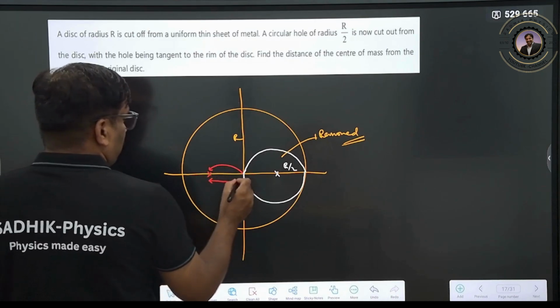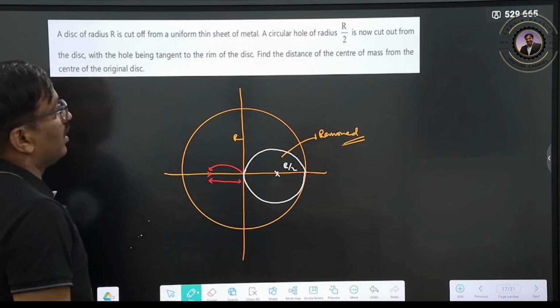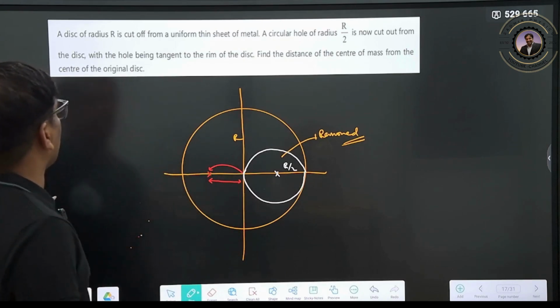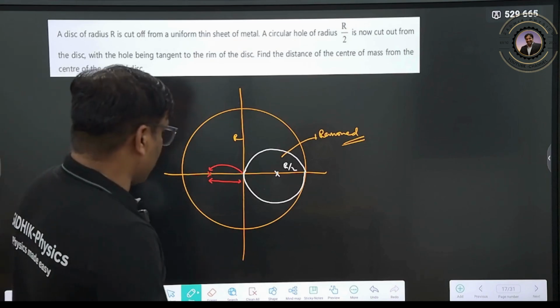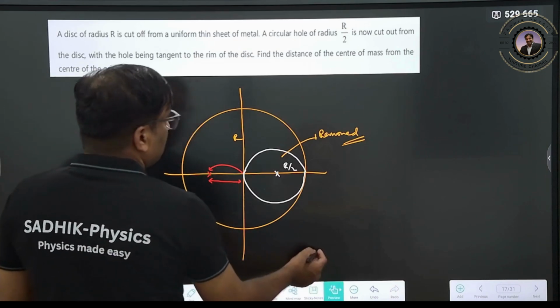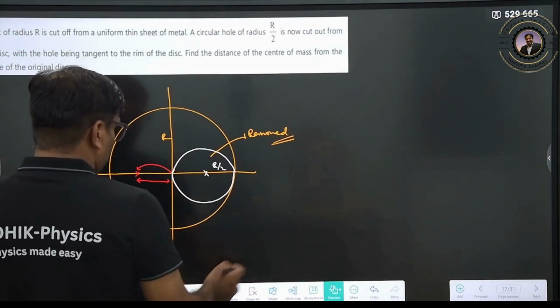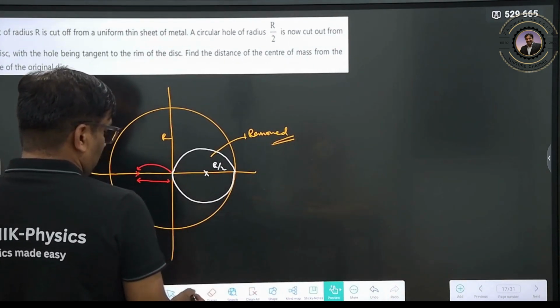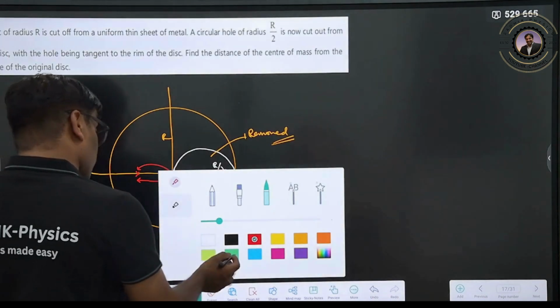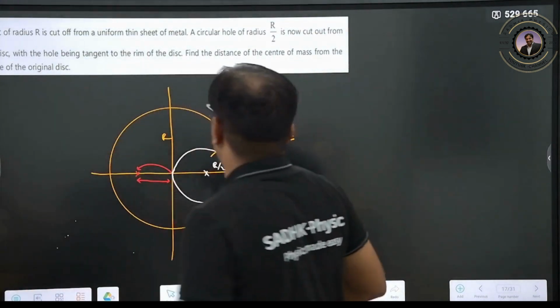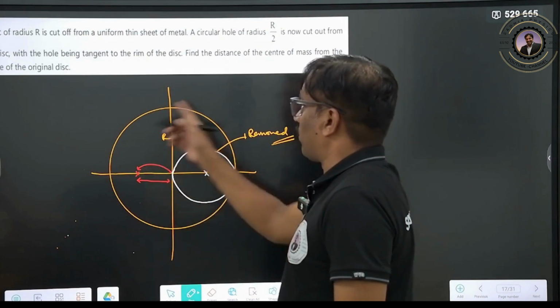this side. Now we have to calculate the distance of the center of mass from the original disc. How to calculate it? Very simple, just logically observe this. Very easily you can solve these questions. Let us see. First of all you have to calculate the total mass of the disc.